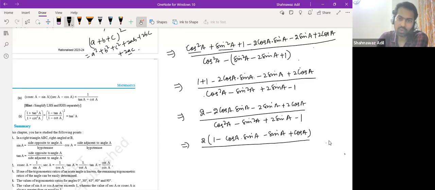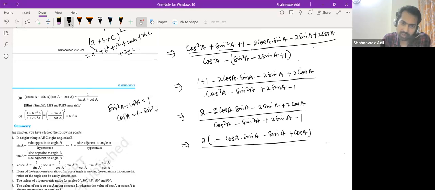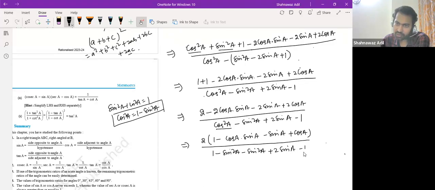Okay. So this is sine, this is sine. So now we can get rid of this cos square a. We have sine square a plus cos square a equals 1, so cos square a would be 1 minus sine square a. Can I do that? Yes, sir. So let us write this as 1 minus sine square a minus sine square a, and plus 2 sine a, and minus 1.